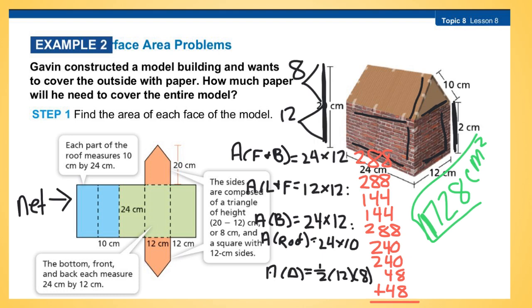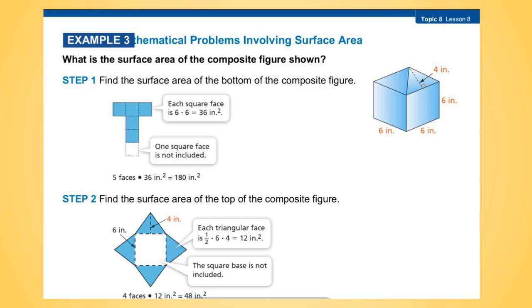1,728 square centimeters. This is example number 3 on the bottom of page 483. And again, we are trying to find the surface area of a composite figure. And one more time, when your book takes a composite figure, a 3-dimensional figure, and lays it out flat, this is called a net. So that's the cube on the bottom, and this is the net for that pyramid on top. All right, now I'm going to do it just a little bit differently.